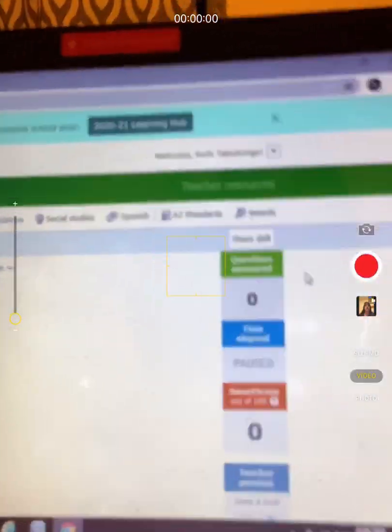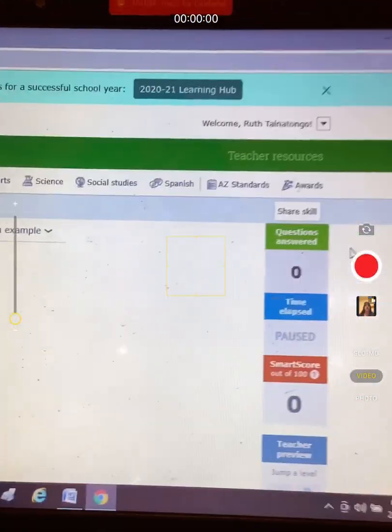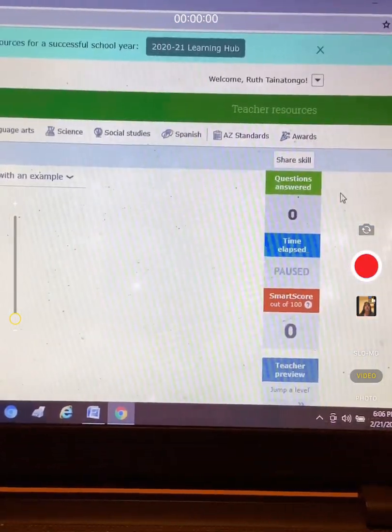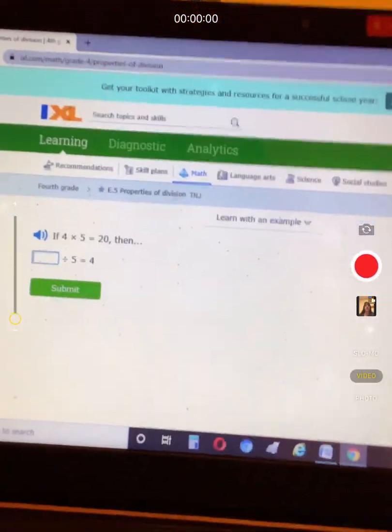Oh, sorry, I don't know why that bar is there. Maybe we can move it over a little bit more.